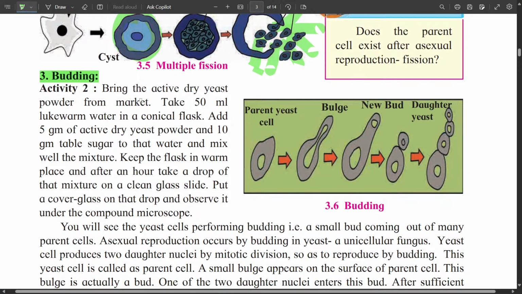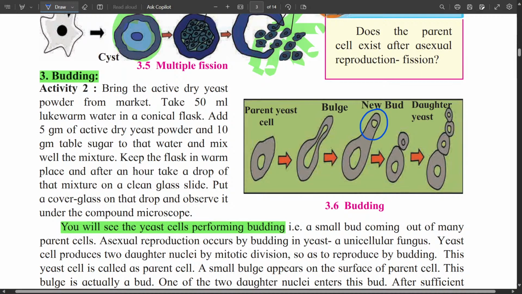Bring some active dry yeast powder, then in 50 ml of lukewarm water along with some sugar, add it, then observe a single drop of this mixture under a microscope, and you will see the yeast is performing budding. Now this budding is different than the fission process. In this budding, what happens? A small outgrowth is grown on the body of the organism.